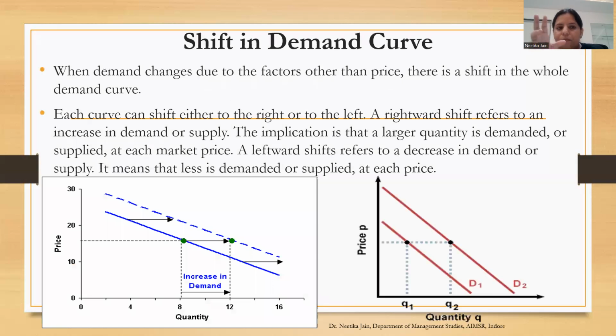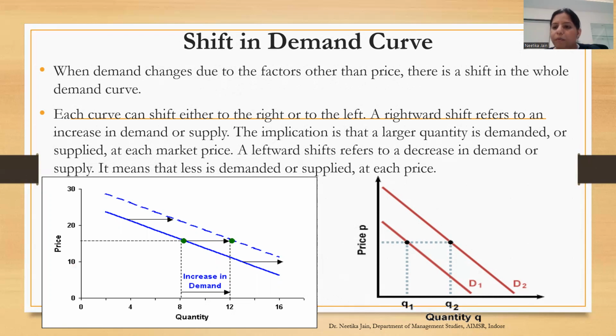Now we'll see this in detail. Now when there's a shift, there's a terminology which is called shift in demand curve. This shift in demand curve comes when the demand changes due to other factors, like factors other than price. Because of price, if there's a change in demand, we do not have a shift in demand curve. We have a movement along the demand curve.